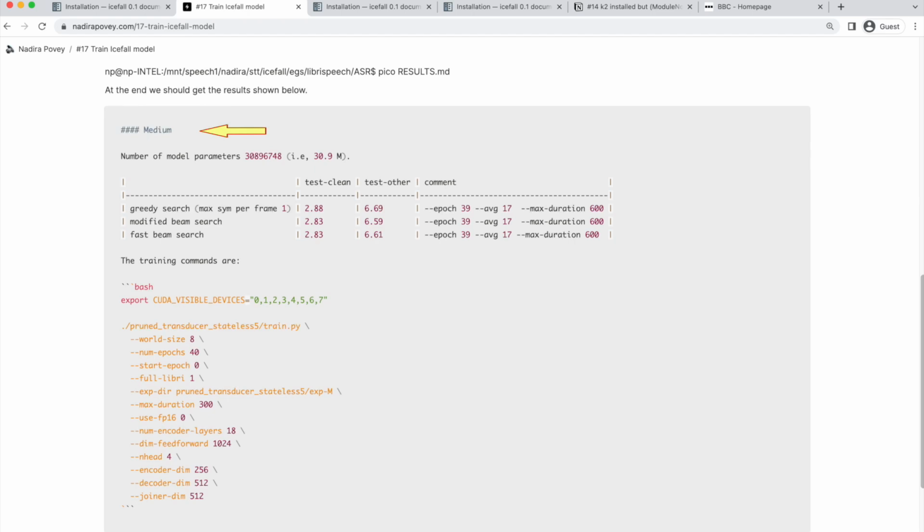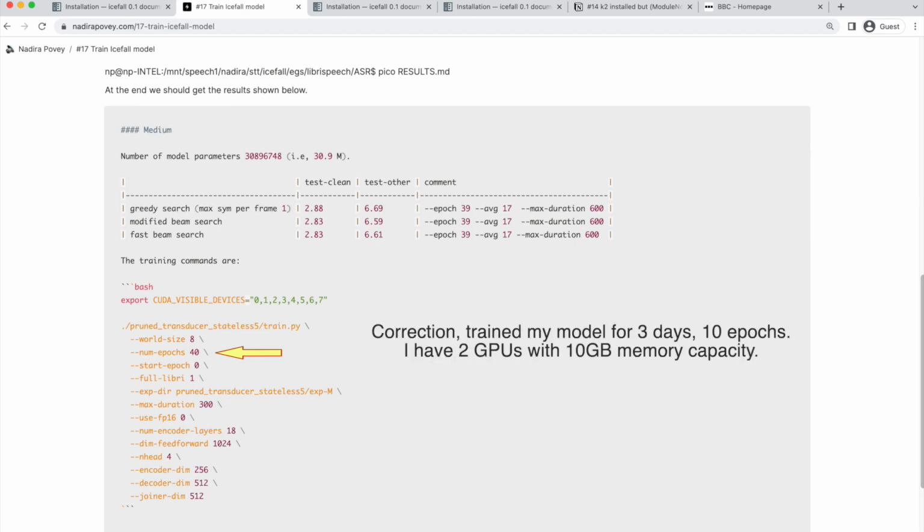The first parameter, the world size, is 8. I had to change it from 8 to 2 as I only have 2 GPUs. Num epochs, I kept 40, but after 3 days of training, I had to stop training. I only trained my medium model for 10 days, as I'm doing this only for educational purposes.